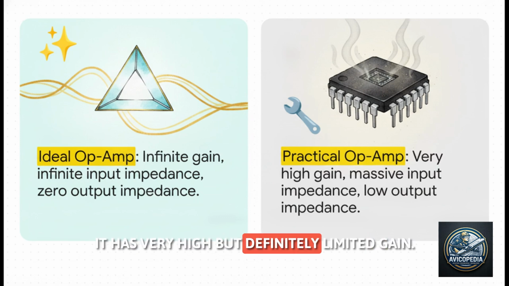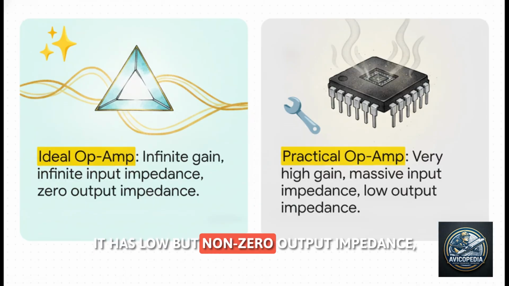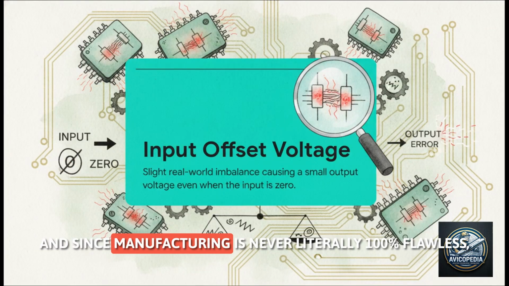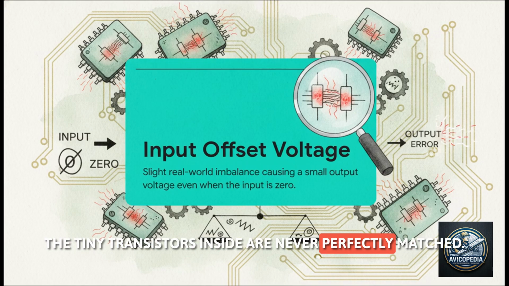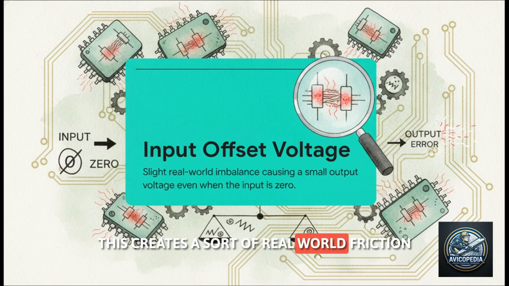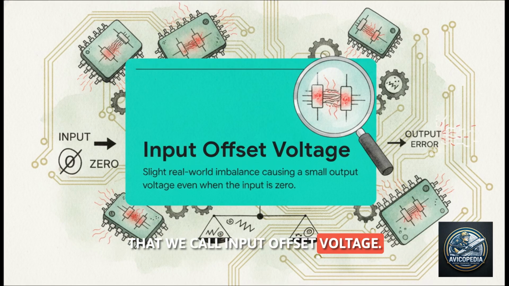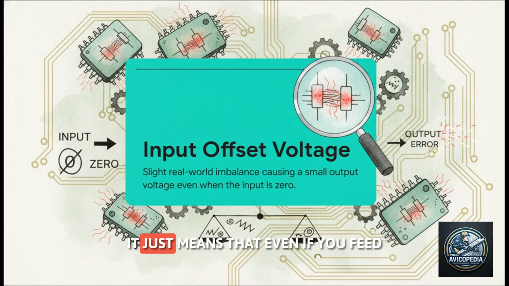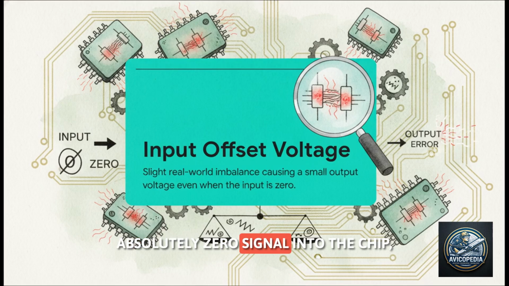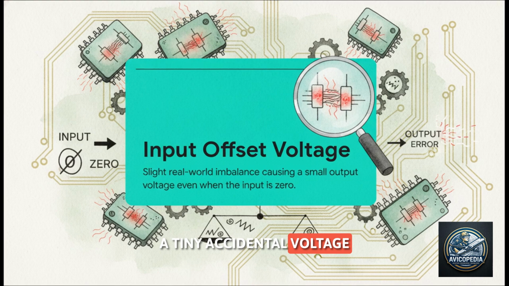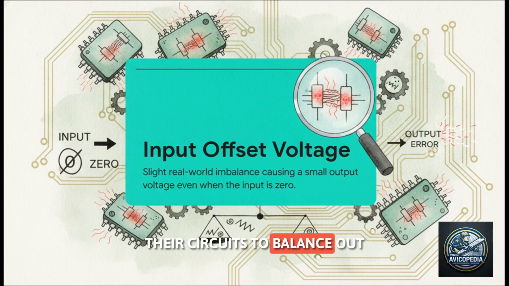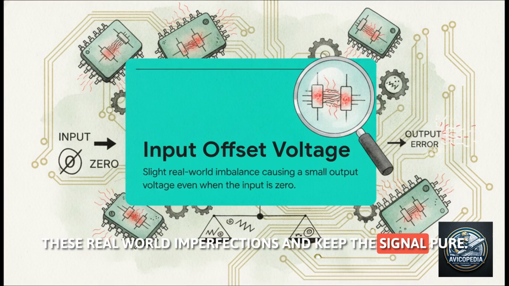Sounds great, right? But the practical op-amp, the one we actually have to build out of silicon, has physical limitations. It has very high but definitely limited gain, it has low but non-zero output impedance, and it does actually draw a microscopic amount of current. And since manufacturing is never literally 100% flawless, the tiny transistors inside are never perfectly matched. This creates a sort of real-world friction that we call input offset voltage. Think of it like a bathroom scale that reads a few ounces even when nobody is standing on it. It just means that even if you feed absolutely zero signal into the chip, a tiny accidental voltage might still sneak out the other side. So engineers have to cleverly design their circuits to balance out these real-world imperfections and keep the signal pure.